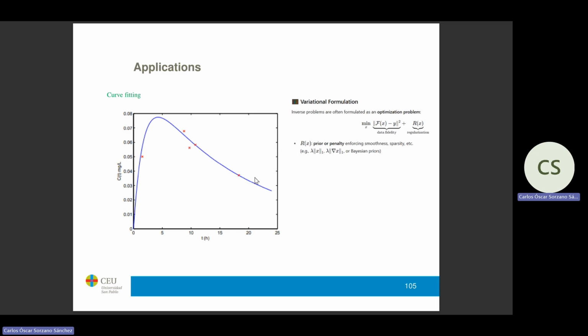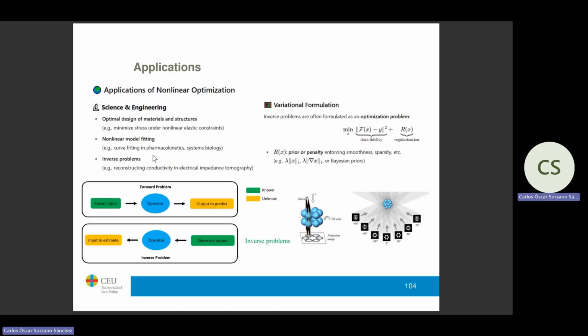So for instance, this appears in pharmacokinetics, but it can appear in any scientific domain in which you have observations that behave in a non-linear way. So this non-linear optimization makes a lot of sense. We'll come back to this formulation later again. So curve fitting in pharmacokinetics, systems biology, and this is a very broad family of problems called inverse problems.